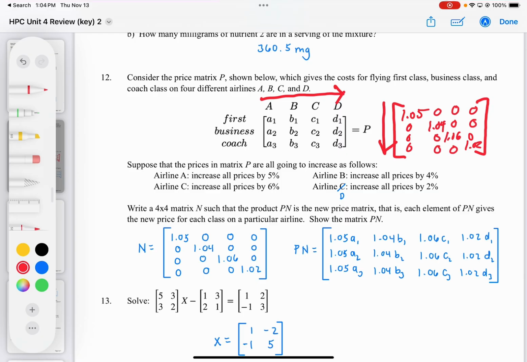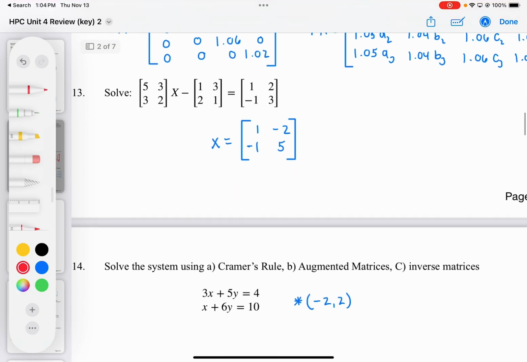So you see vertically in those columns, I multiply by each one of those values that I'm looking for. Okay, so that one's a bit tough. Okay, let's talk about 13. Any other questions on 12?